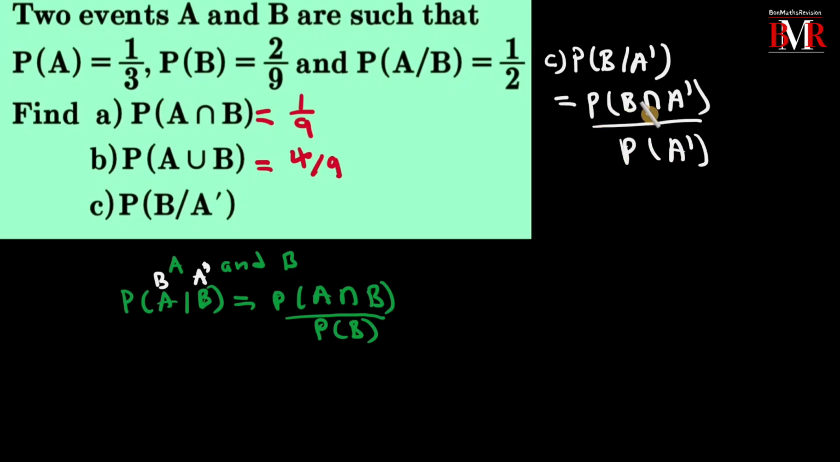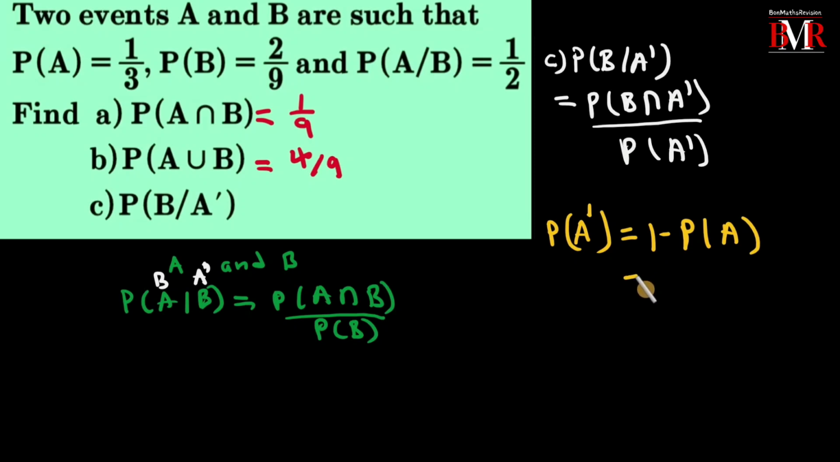You see, the probability of B intersection A prime was not given and the probability of A prime was not given. So I need to calculate the probability of A prime and the probability of B intersection A prime. You know, in probability, if we are given an event A and let's say another event A prime, which is A complement, to calculate the probability of A complement or A prime, we take 1 minus the probability of the event A. That is the formula to calculate the probability of the complement of an event.